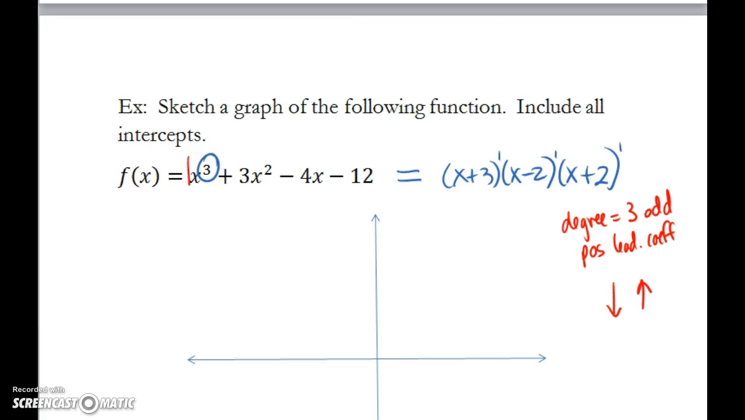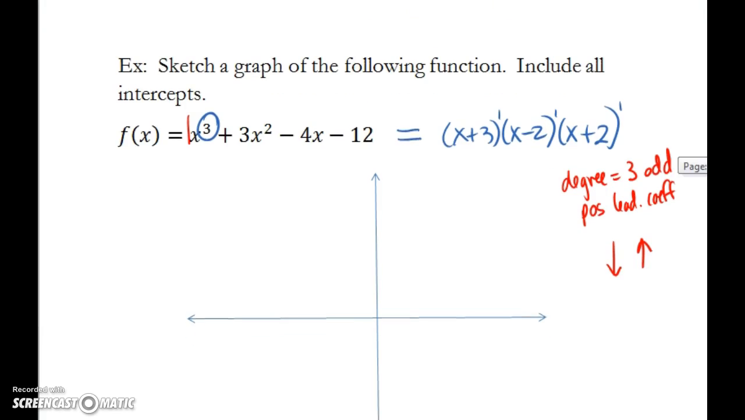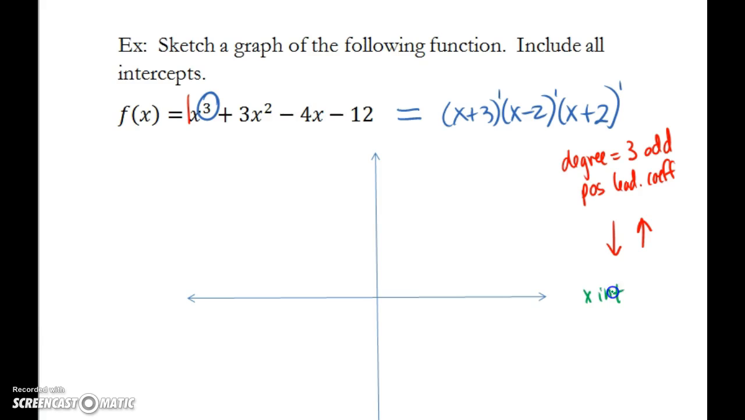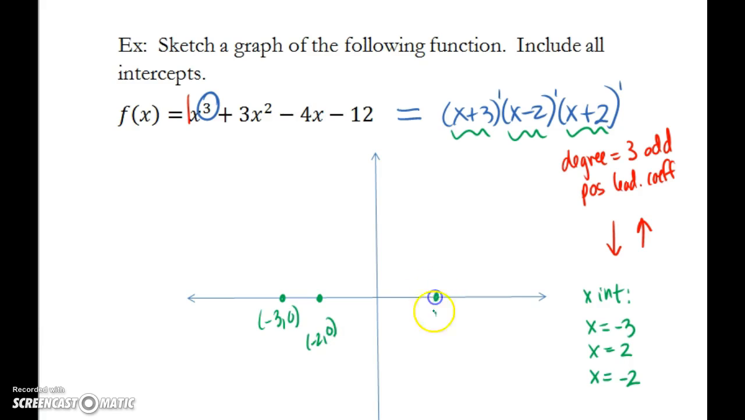Okay, what about x-intercepts? So our x-intercepts we find by taking all our factors and setting them equal to 0. So if we take x plus 3 and set it equal to 0, we get -3. If we take x minus 2 and set it equal to 0, we get 2. And if we take x plus 2 and set it equal to 0, we get -2. So we have x-intercepts at -3, and at 2 and at -2. So here at -3, 0. Here at -2, 0. And here at +2, 0.